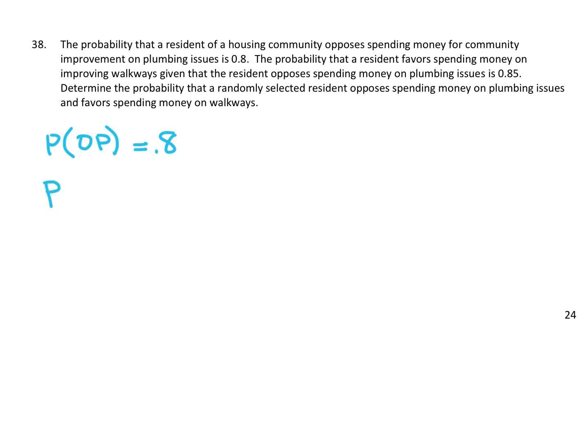The probability that a resident favors spending money on improving walkways, given that the resident opposes spending money on plumbing issues, is 0.85. Okay, that's very wordy, so let me write that out. So the probability of favoring walkways, then I see the word given, so let's put our little symbol for given. The resident opposes spending money on plumbing. So didn't we call that OP for opposing plumbing? Is equal to 0.85. So that was super wordy. I mean, you may have to read that a few times. You may have to go through that super slow.